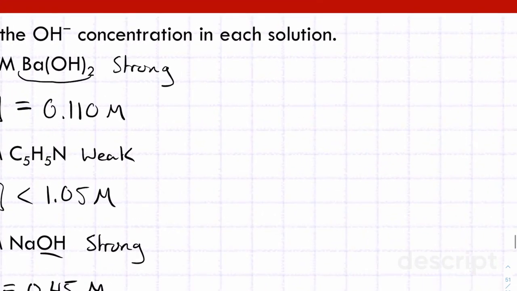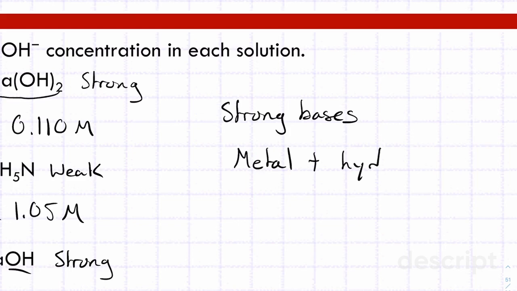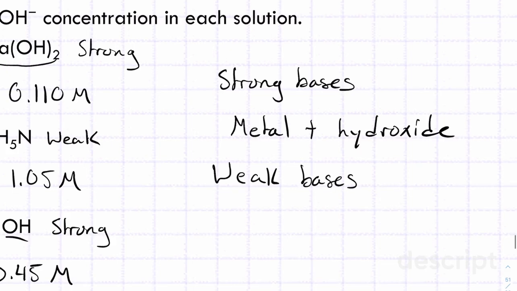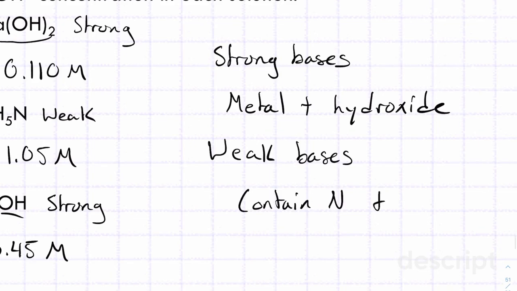So strong bases are typically going to be a metal plus hydroxide. And the weak bases are generally going to contain nitrogen along with possibly carbon, usually hydrogen. Almost always hydrogen. Well, no matter what, if we see nitrogen, we know it's weak.